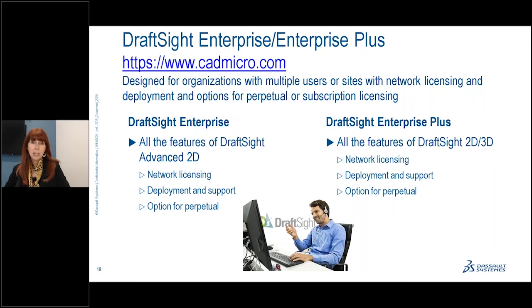So basically, I think that's the easiest way to explain the difference between the two of them. Of course, you have the ability to decide if you want a perpetual license where you own the license, or if you want a network license, that's another option for you. But that's why you definitely want to take a look at DraftSight Enterprise or Enterprise Plus.